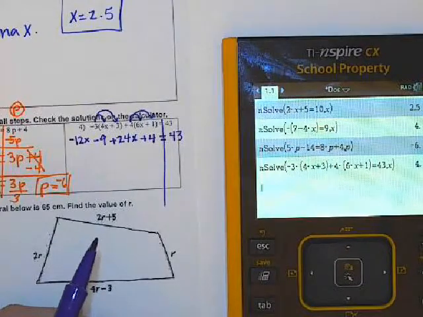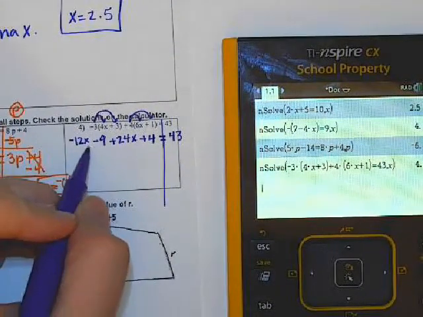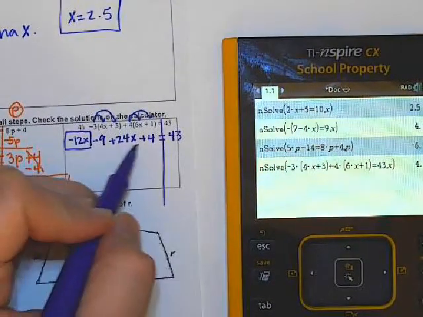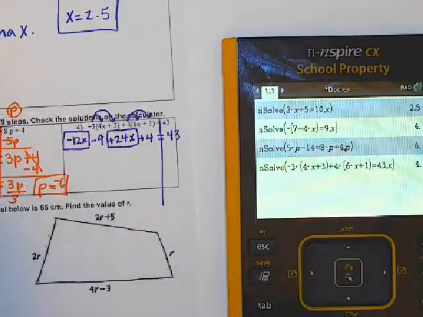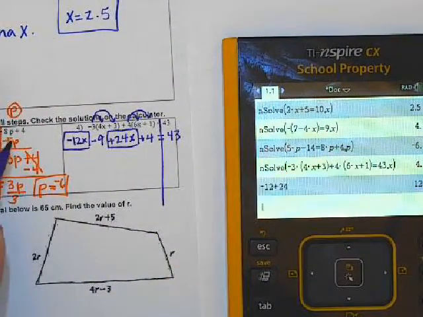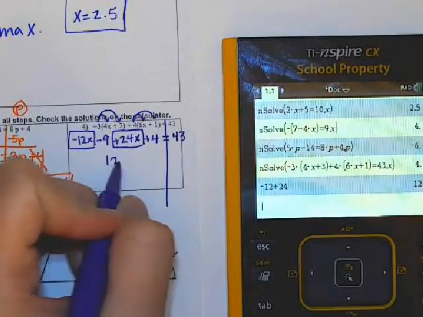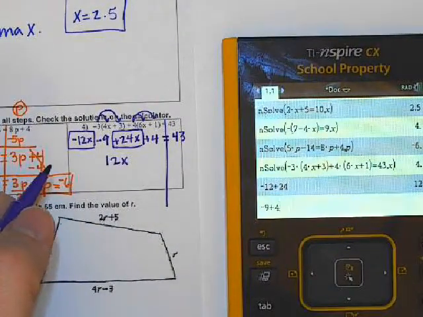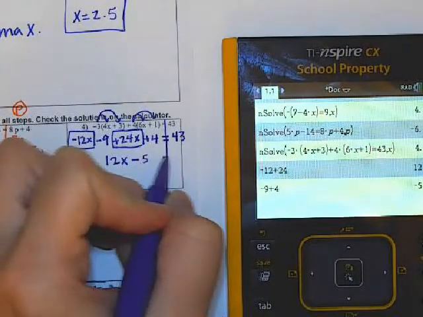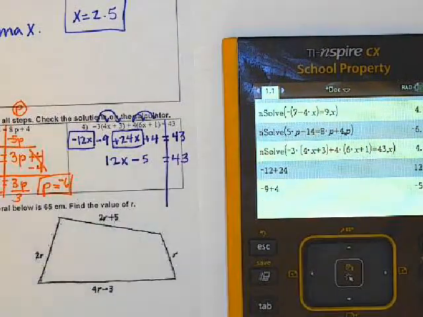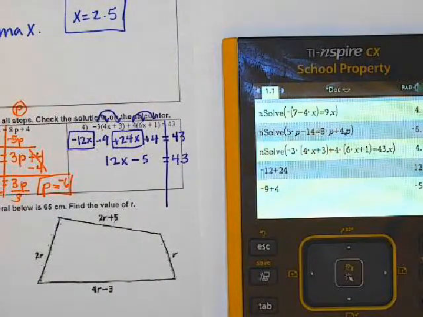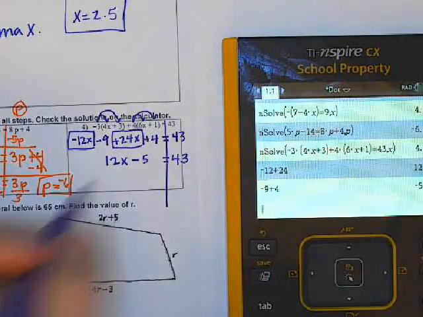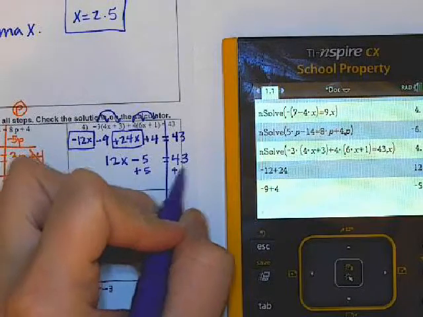Are you writing this? Okay. All right. Now what? Like terms. So -12 and 24. -12 plus 24 gives me 12x. And then I've got -9 plus 4 minus 5 equals 43. Okay, now what? Add 5. Start with the plus minus first.